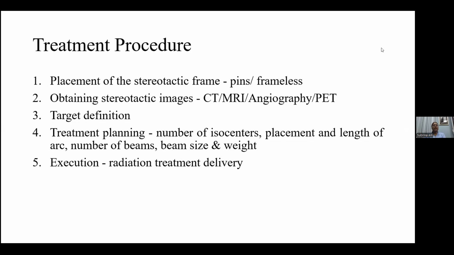So when we're thinking of stereotactic radiosurgery, we're thinking of a procedure, and we basically go through a checklist. We have to have the placement of the stereotactic frame, which can include pins or it could be frameless. We have to obtain the imaging via CT, MRI, angiography, or PET scans. We must be able to define our target and treatment plan, and this is basically done via a multimodal approach. We are able to determine the number of isocenters, placement and length of the arc, number of beams, the beam site, and the weight, and then we execute with our radiation treatment delivery.